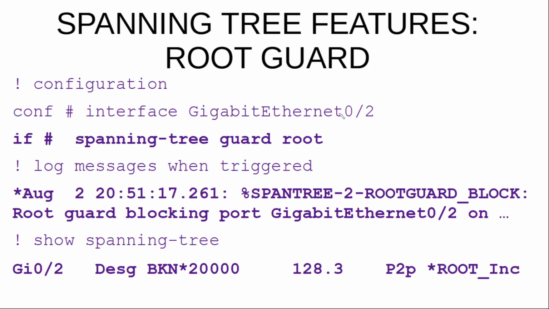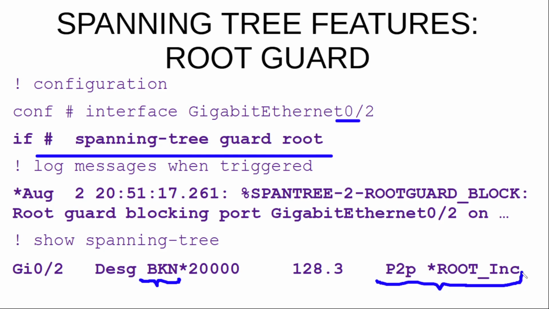So this is the way to configure that. For a certain interface, you enable spanning tree guard root. Then if someone plugs a switch that wants to become the root switch for your network, this is the alert that you will see: spanning tree root guard block, root guard blocking port gigabit 0/2. And if you issue show spanning tree, you will see that this port will be placed in discarding state, and you will see that the link type is set to point-to-point root inconsistent mode.